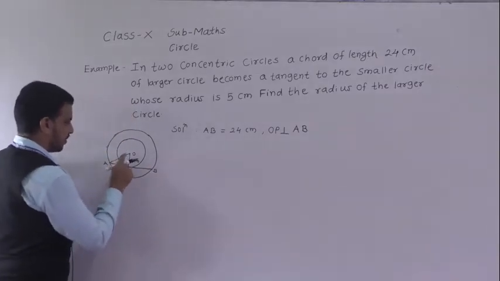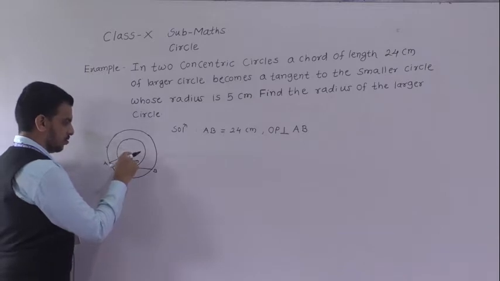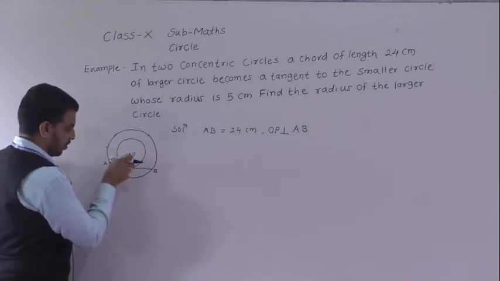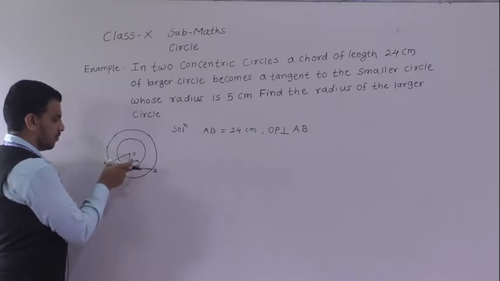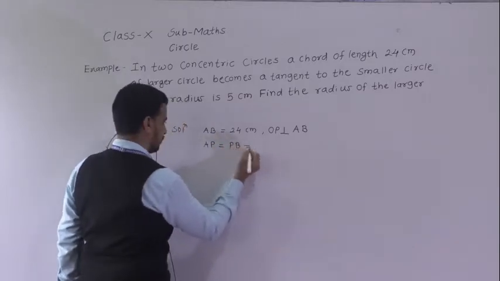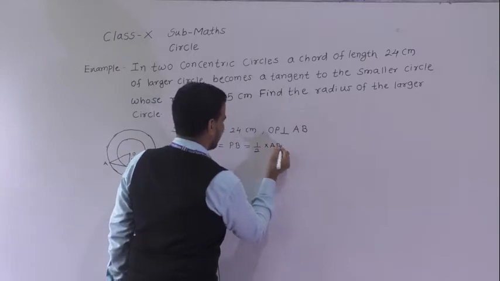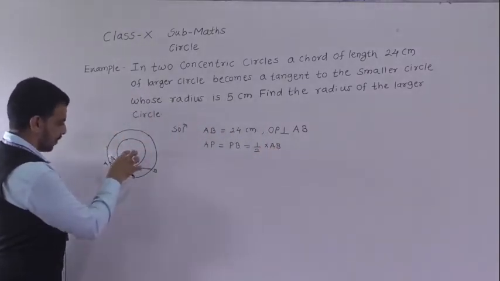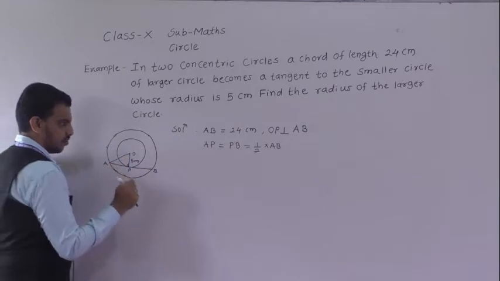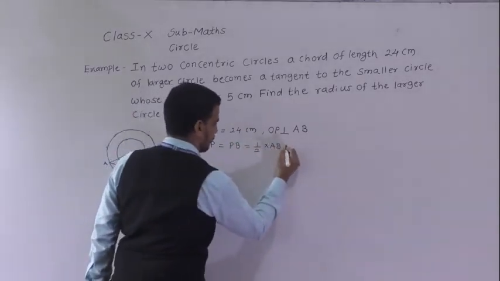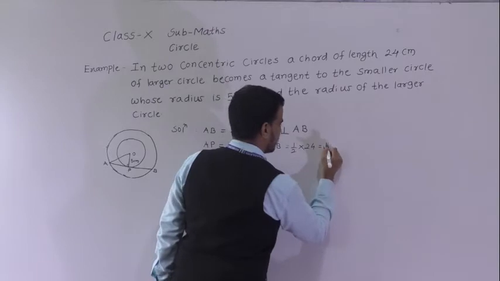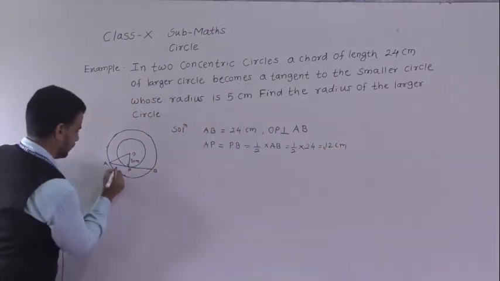Now we know that a perpendicular drawn from the center of a circle to a chord bisects the chord. So OP is perpendicular to chord AB, so OP bisects the chord AB. So we get AP is equal to PB is equal to half of AB. This theorem we learned in 9th standard. Here AP is equal to PB is equal to half of AB, that is half into 24, that is 12 cm. So AP is equal to 12 cm.